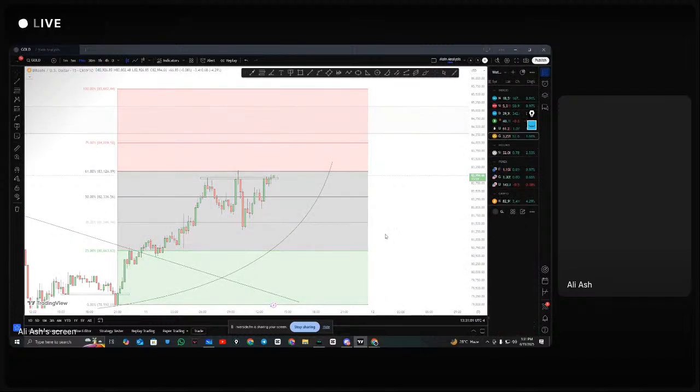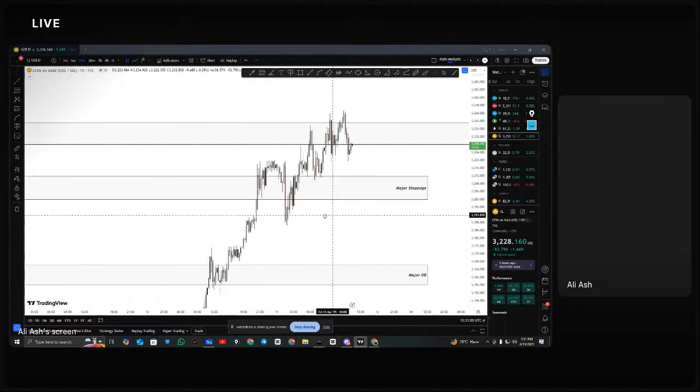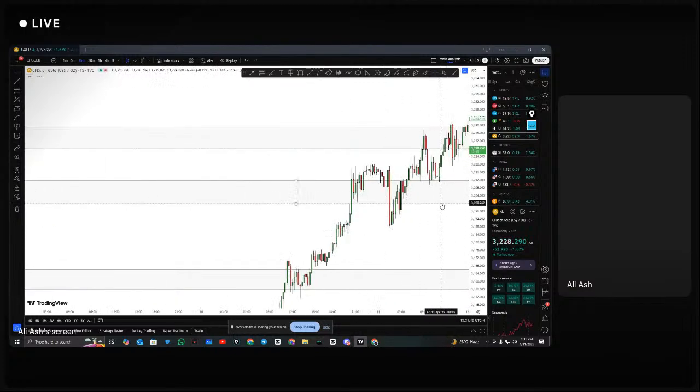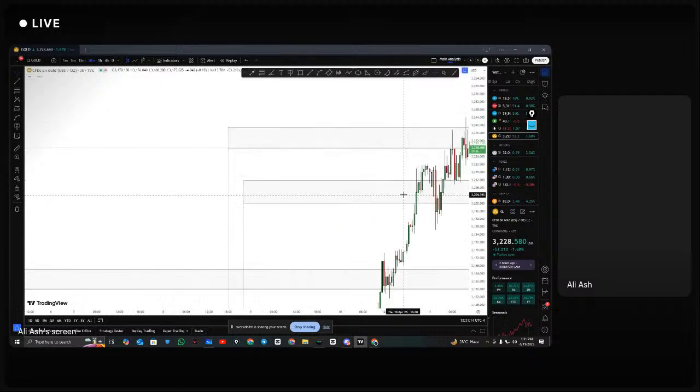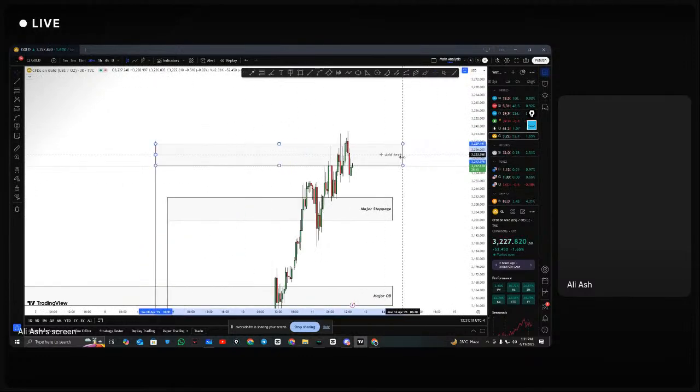Let's now go for the gold. So previously, I have given the analysis that we will have the major stoppage right here, from where we got a retest, and then the market is in the volume burst. So this is the volume burst area.